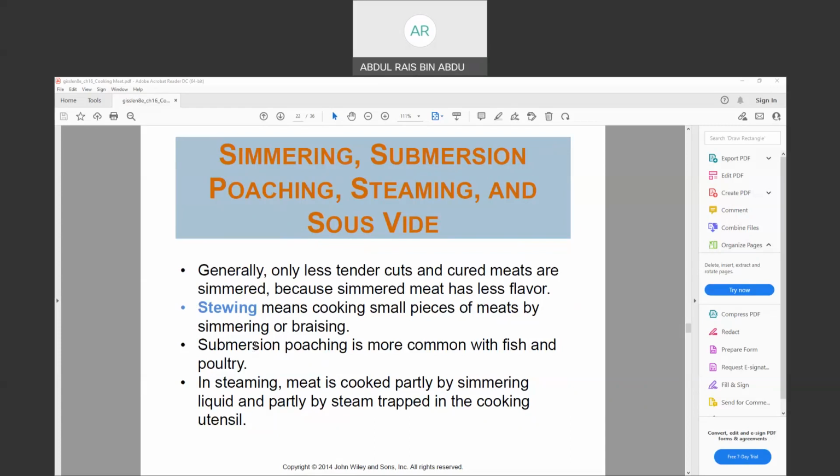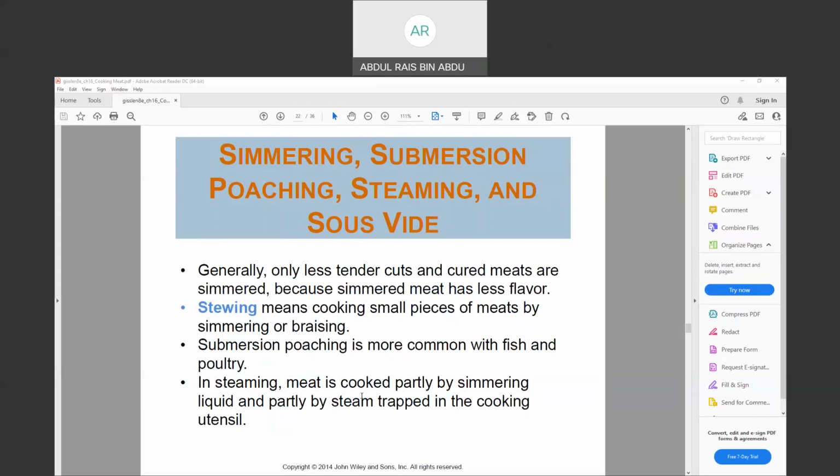Okay. Submersion poaching is more common with fish and poultry as opposed to meat. Because poaching is usually for cooking delicate things. Meat is not a delicate thing. It is quite a stable substance. So it's rarely poached.